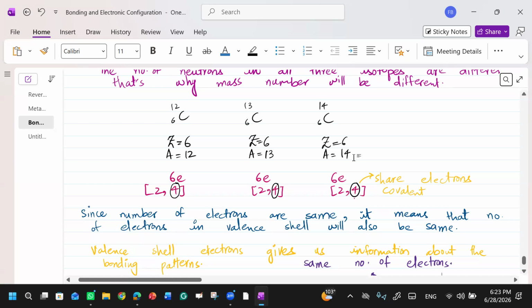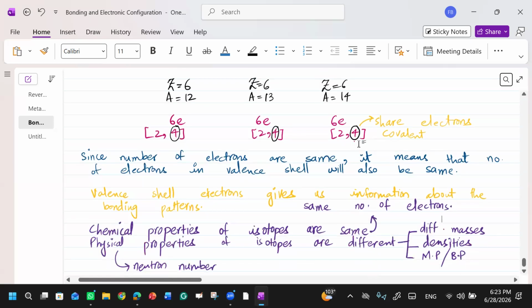Actually, we don't decide it, it is based on the element's property. We are just studying these things, right? So it is dependent on the electronic configuration. The bonding pattern is always dependent on the number of electrons in the valence shell. What is bonding pattern? Bonding pattern means how an element will make a bond. Whether it will lose electrons to make a bond, gain electrons to make a bond, or whether it will share.